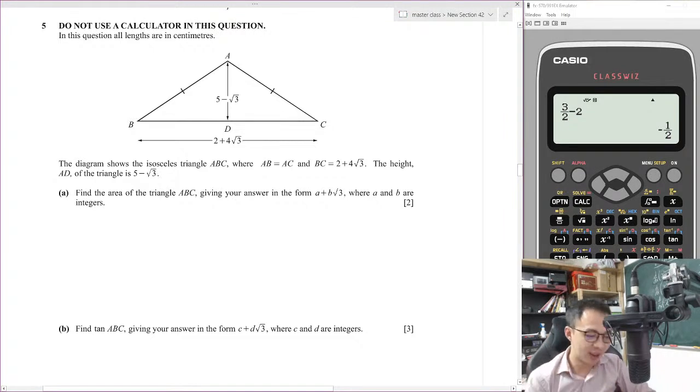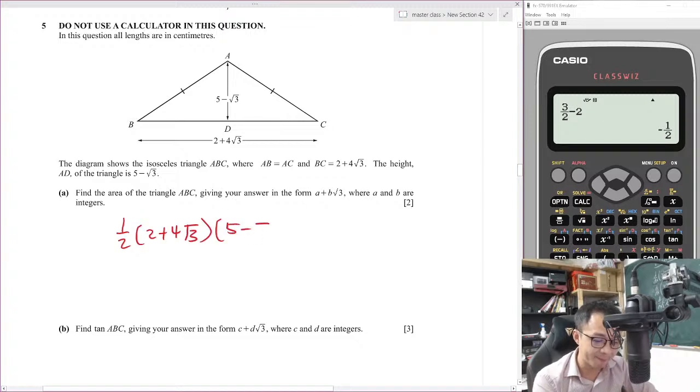Okay, so now I have a triangle. I believe I have all the information stated here. Find the area of the triangle ABC. Give your answer in the form a plus b root 3. Since we want to find the area, do we have any angle? We have no angle, so we just use half times base times height.